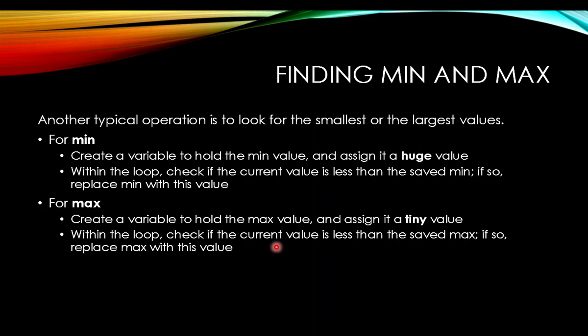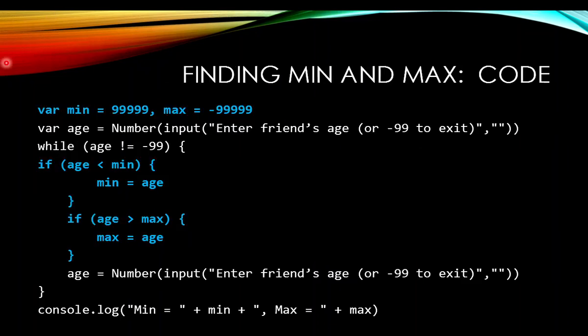You check the current value. If it's greater than the saved max from before, then you know that it's the new winner, right? It's the current winner, so you replace that, and you just have to remember that one. So that's pretty easy, right? It actually is pretty easy in code, and this is what it might look like.